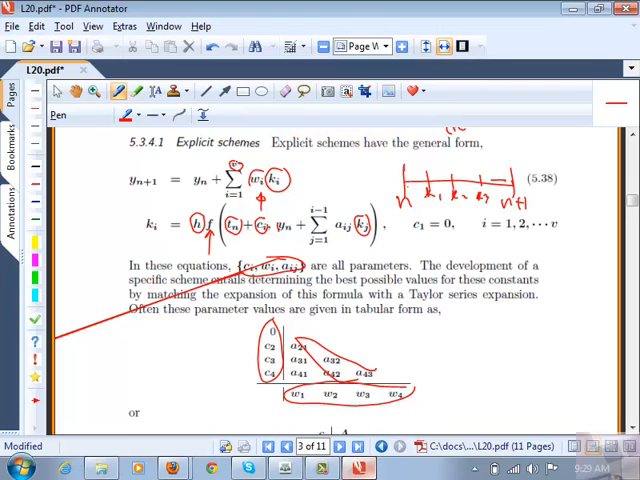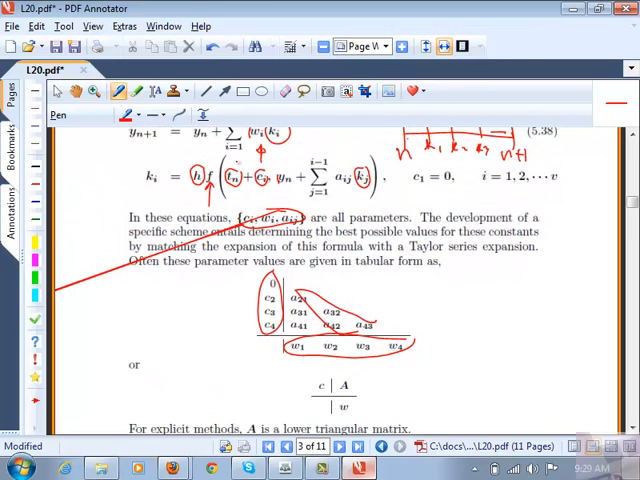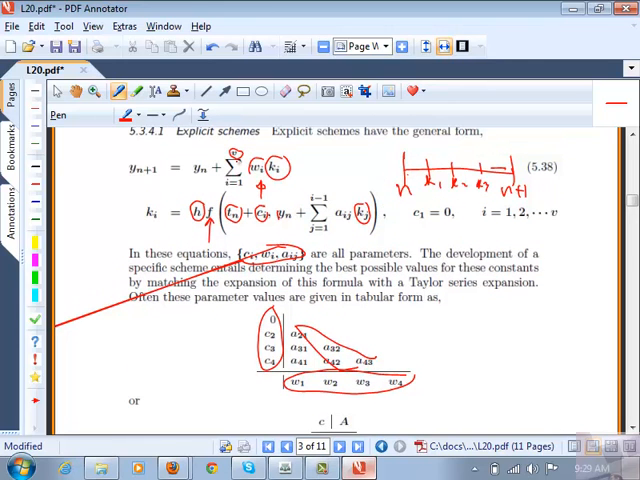It becomes an implicit method because this is a nonlinear function, right? So the unknown appears on both sides. That makes it an implicit Runge-Kutta method. They call it a semi-implicit Runge-Kutta method if only up to Ki appears on the right-hand side when you're calculating Ki. If it appears only from 1 to i minus 1, it's an explicit method. If it appears from 1 to i, it's a semi-implicit method. If it has all the values from 1 to V, then it's a fully implicit method.